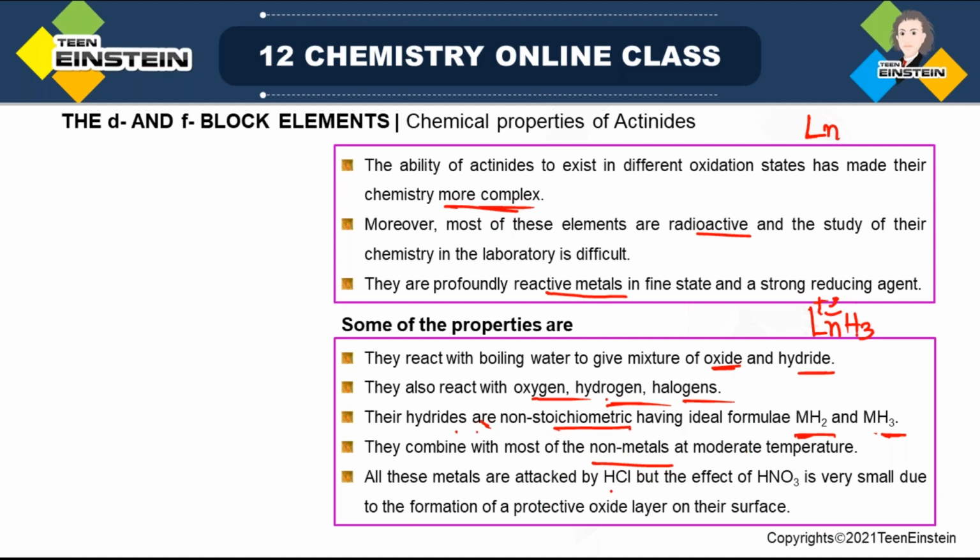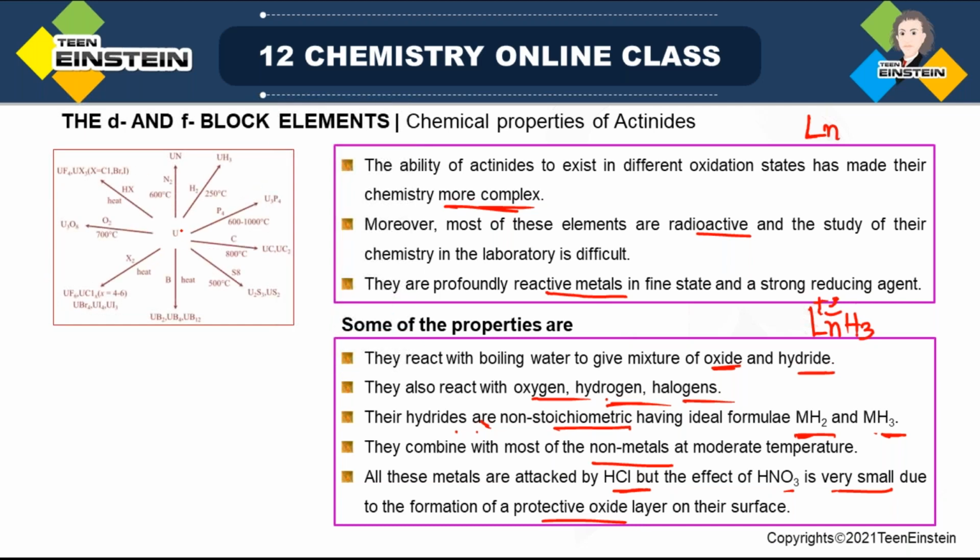All these metals are attacked by HCl, but the effect of HNO3 is not so high compared to HCl, because as it is oxidizing in nature, when it starts reacting with HNO3, there will be a protective oxide layer formation on their surface, and as a result, it will not be able to take part in the reaction. So reaction with HCl, compared to HNO3, is better.